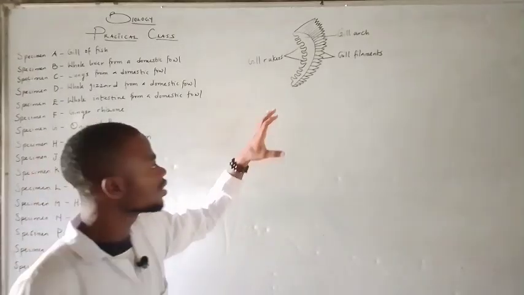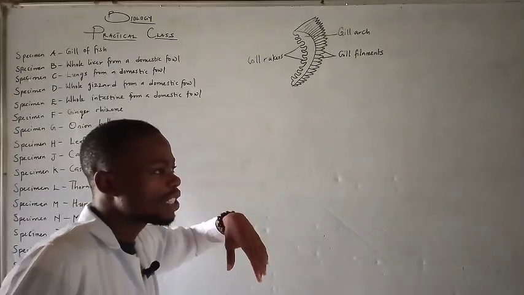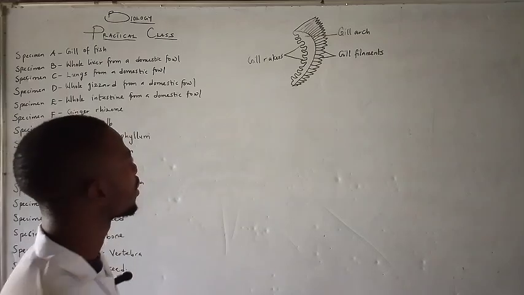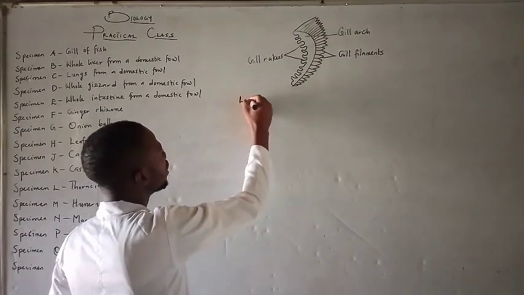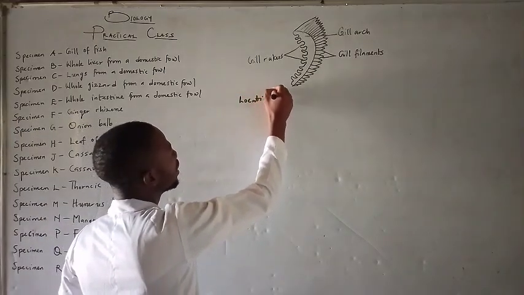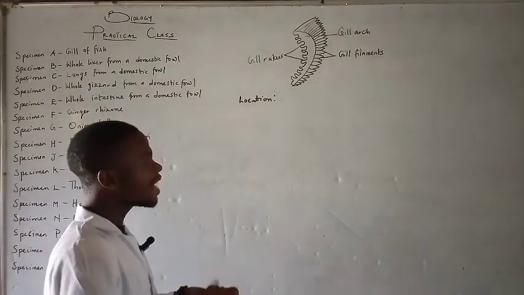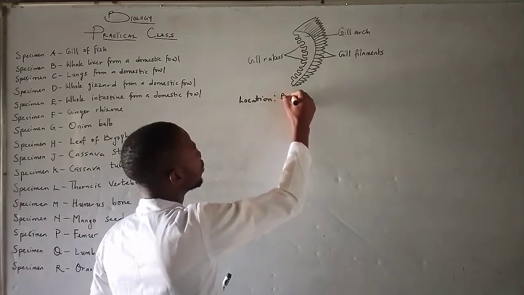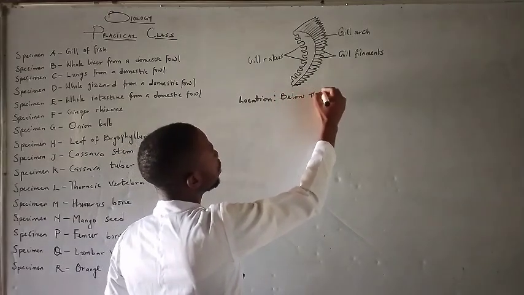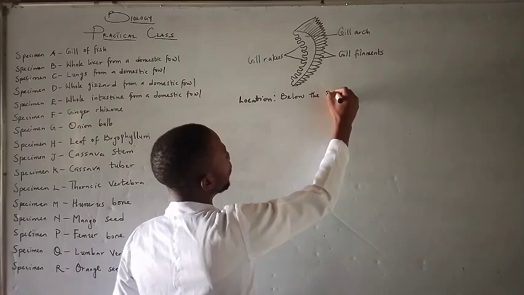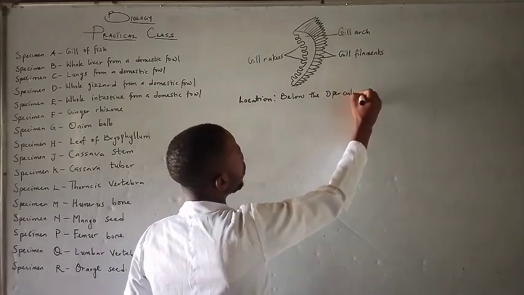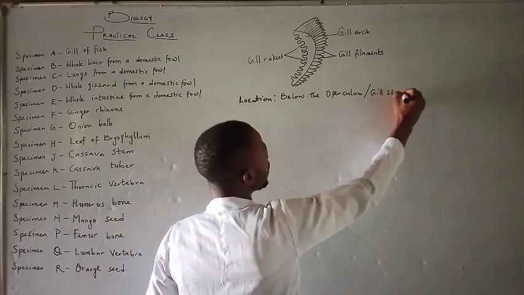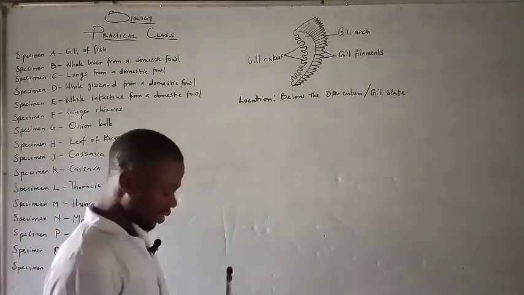The very first thing we are going to be talking about on this specimen is the location of the specimen in a fish. Where is it located in a fish? It is located below the operculum, or say gill slit.